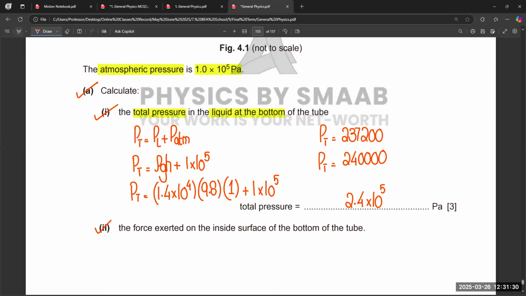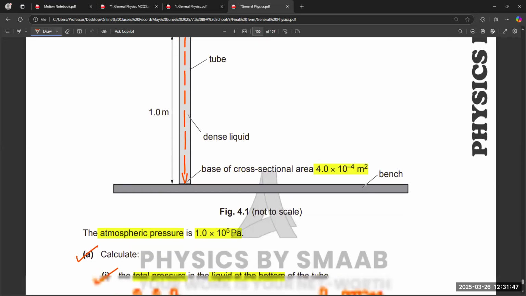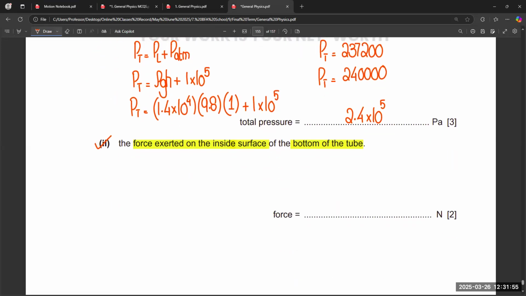The second part is to calculate the force exerted on the inside surface of the bottom of the tube. So for the value of the force, we have to use the cross-sectional area. Inside the tube means we have to use the value of pressure. The value of pressure we calculated is already given, 2.4 times 10 to the power 5. This time they are talking about the force. So force is equal to pressure times area, according to the formula.